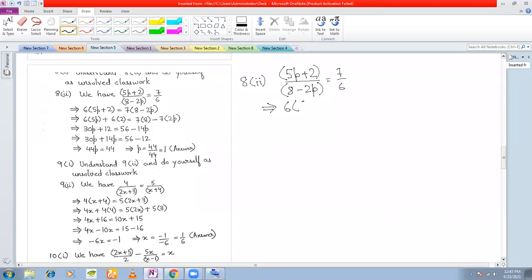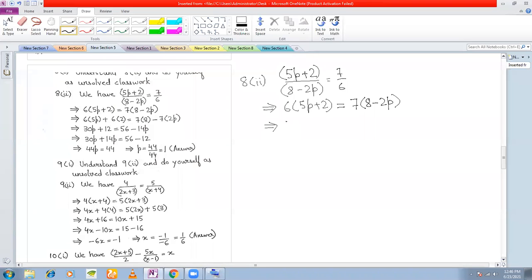So 6 into (5p plus 2) is equal to 7 into (8 minus 2p). Right? Now you multiply. You have removed the fractions. Now next step will be to take all the p's together. P is on one side, you take, and the constants you take on the other side.